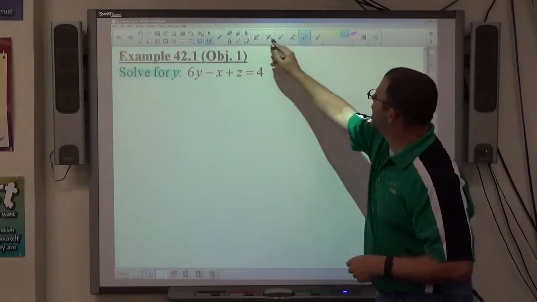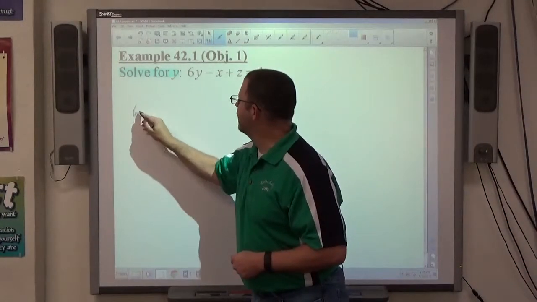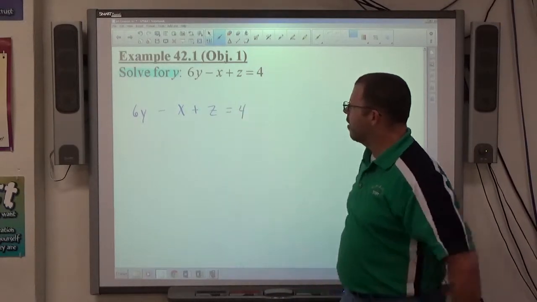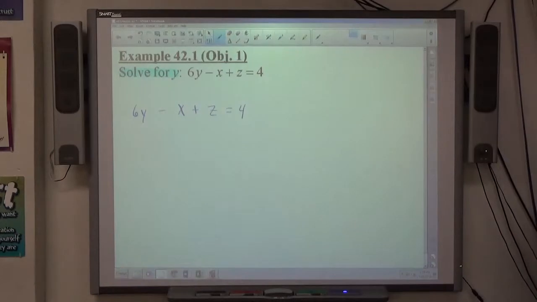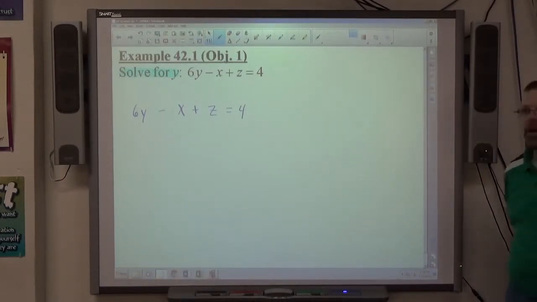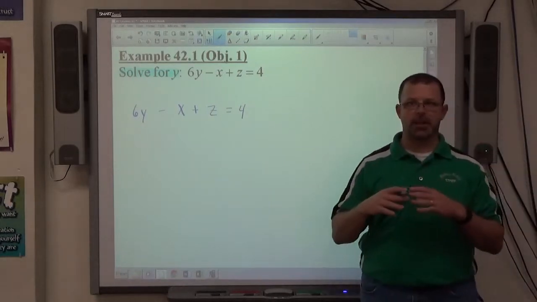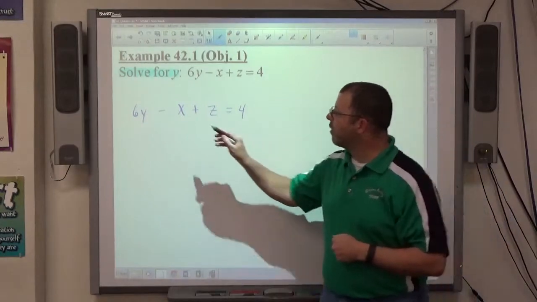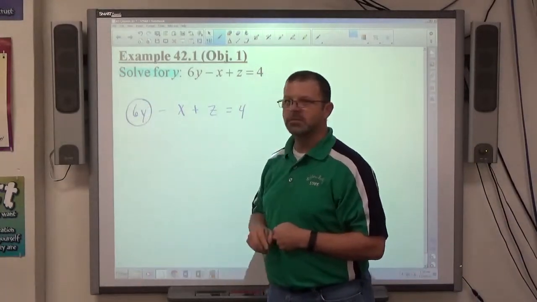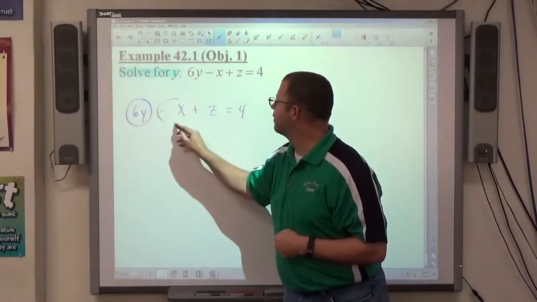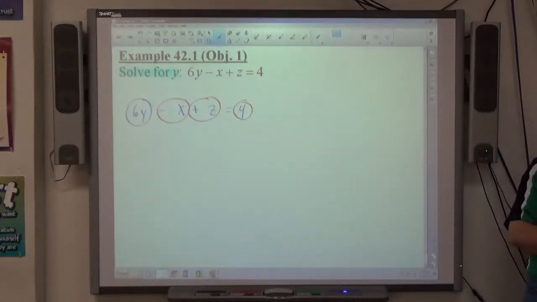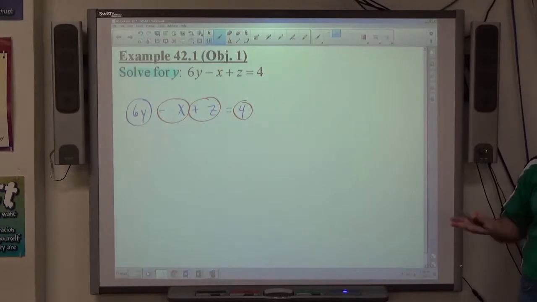So, looking at my equation, 6y minus x plus z equals 4, which terms contain the letter I care about? 6y, and that's it, right? Everything else doesn't. Okay? So again, step 3 is all about separating things out. I've got an equal sign, I put stuff on one side, stuff on the other side. I want this all by itself, and I want everything else on the same side, but opposite from 6y. Alright, so 2 ways to make that happen.